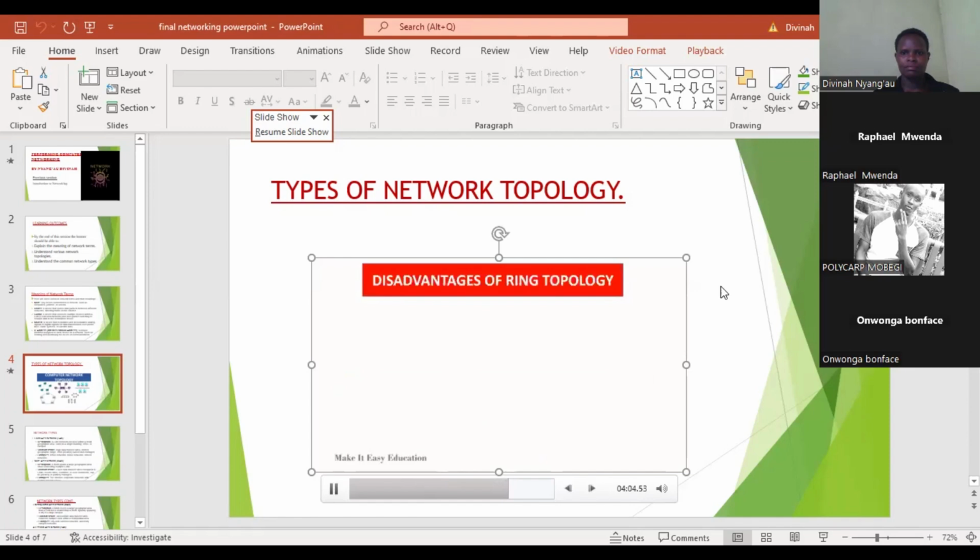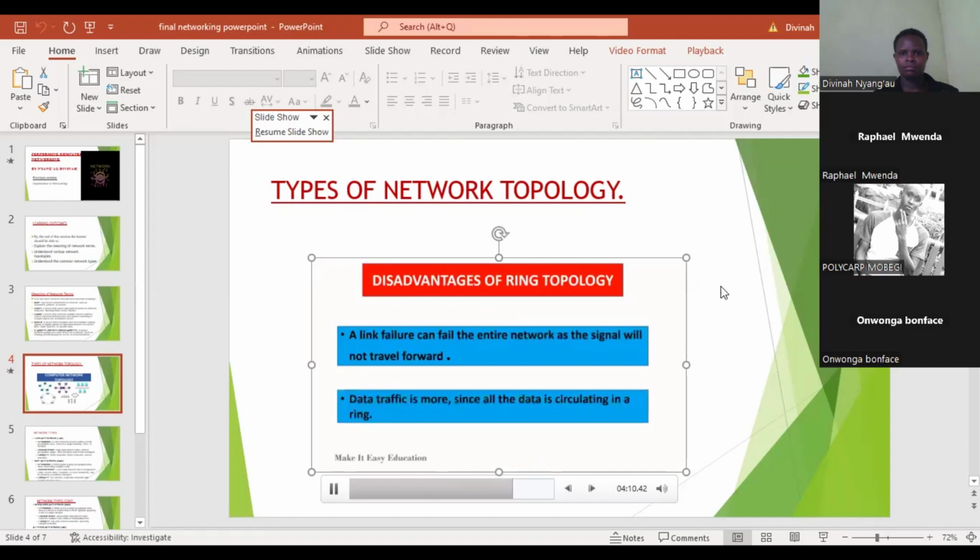Disadvantages of ring topology. A link failure can fail the entire network, as the signal will not travel forward. Data traffic is more, since all the data is circulating in a ring.